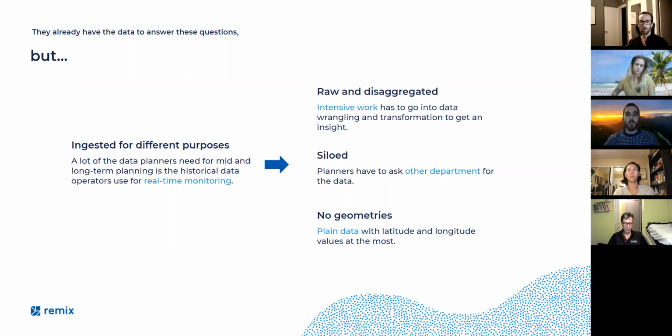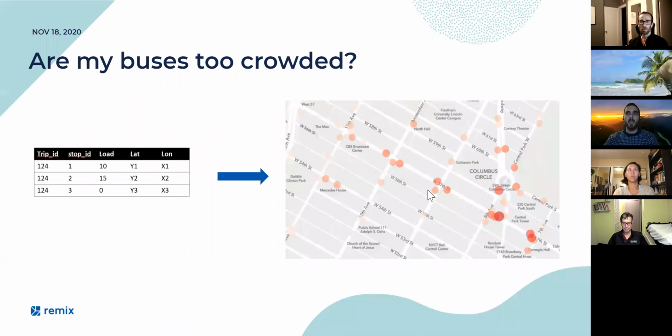Let's say that you solved the first 2 problems, you got the data, you could aggregate it, you still will have something like this, points, and that's not so insightful when you want to answer the question of how full or crowded my buses are.